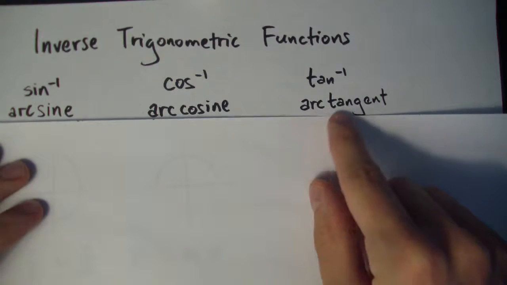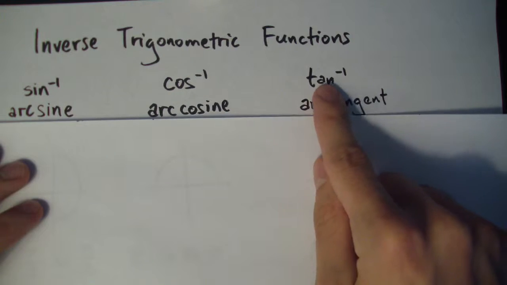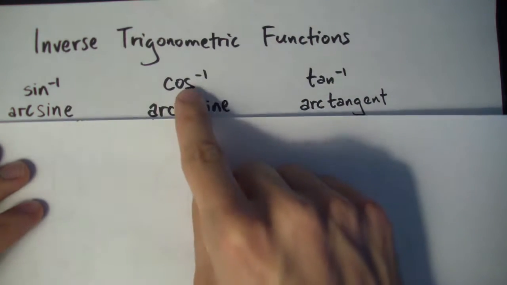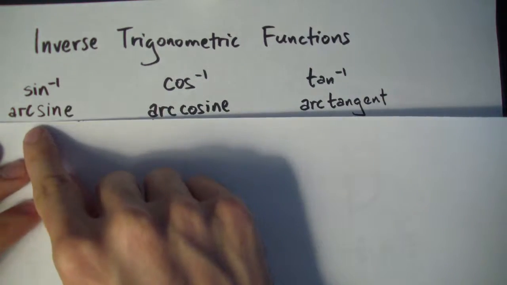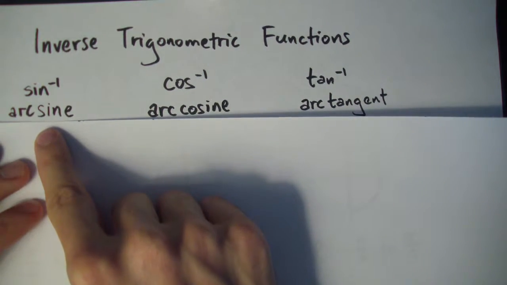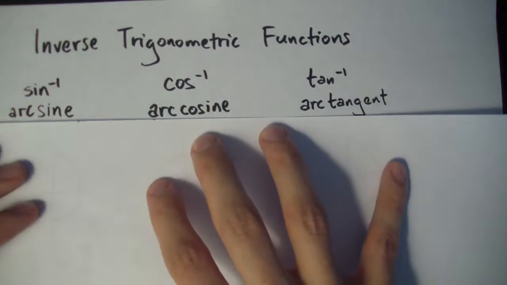These are just different terms for the same thing. Inverse tangent, arc tangent, inverse cosine, arc cosine, inverse sine, arc sine. You might see either one of those notations, so you should just be aware of that.